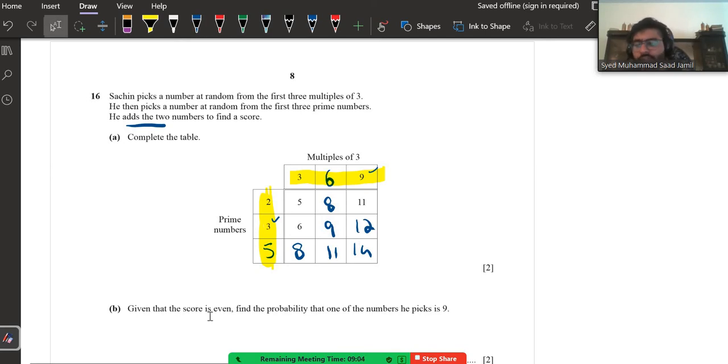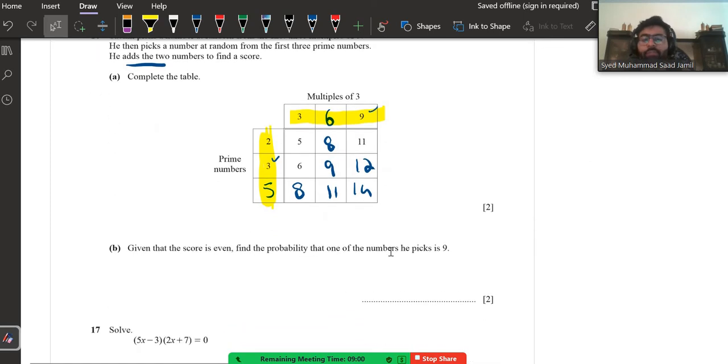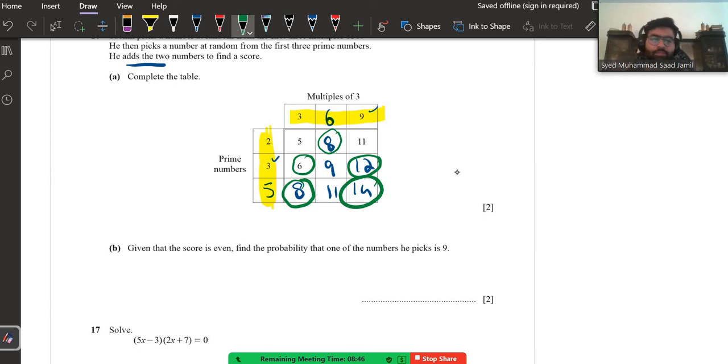It says given that the score is even, find the probability that one of the numbers he picks is 9. Alright. So what's the probability of picking an even score? 1, 2, 3, 4, 5. Total 5 outcomes are even. Given that the score is even, find the probability that one of the numbers he picks is 9.